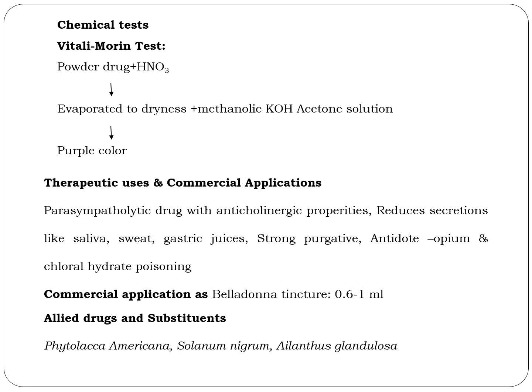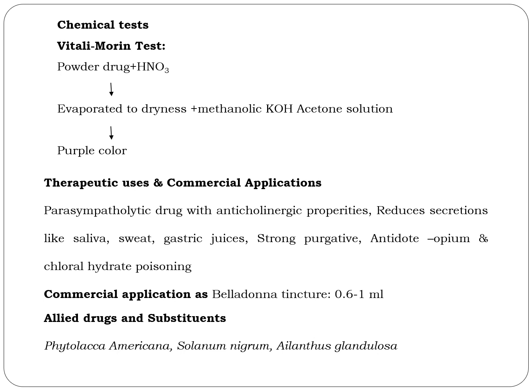Let us see about the chemical test. All the tropane alkaloids respond to a specific test known as the Vitali-Morin test, and also to Van Urk's reagent, which we discussed during the drug Vinca. In the Vitali-Morin test, the powdered drug is treated with nitric acid and evaporated to dryness. Further, methanolic potassium hydroxide prepared with acetone solution is added, resulting in the formation of purple color.